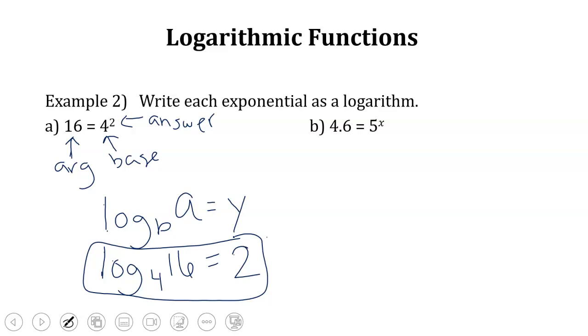Let's try B. So what is my base? 5, raised to the answer equals the argument. So the argument is next, right? That 4.6 equals x.